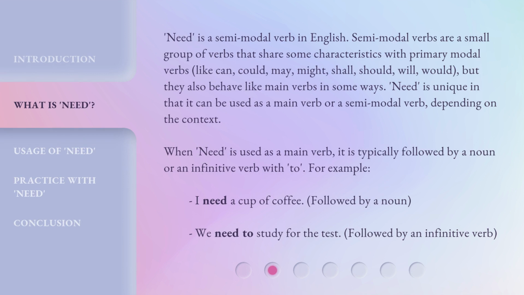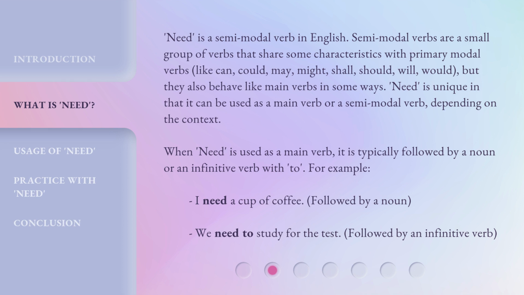Need is a semi-modal verb in English. Semi-modal verbs are a small group of verbs that share some characteristics with primary modal verbs, like can, could, may, might, shall, should, will, would, but they also behave like main verbs in some ways. Need is unique in that it can be used as a main verb or a semi-modal verb, depending on the context.